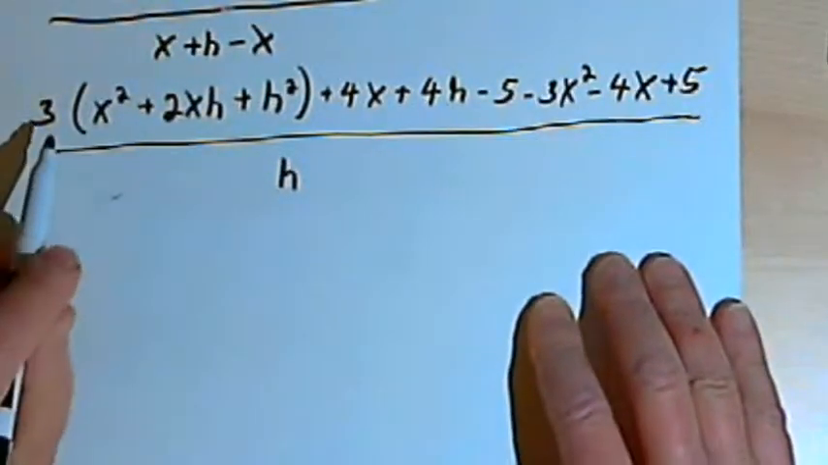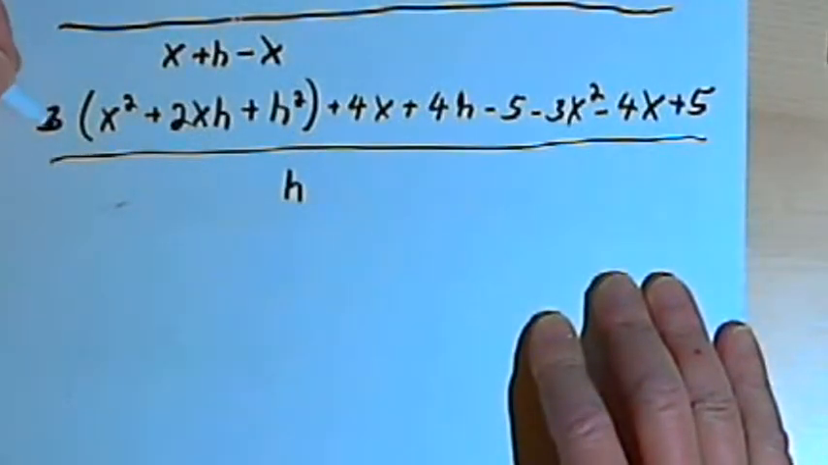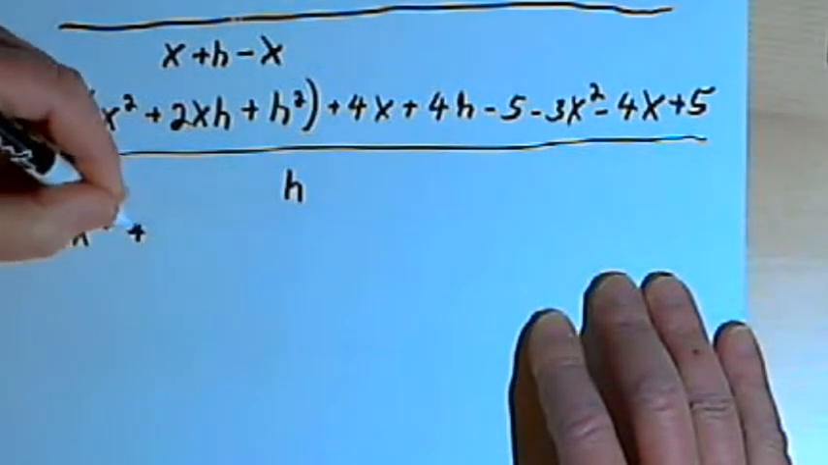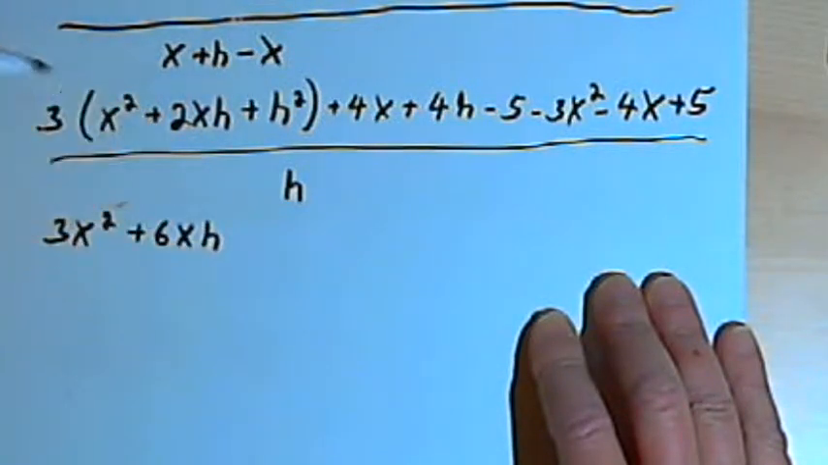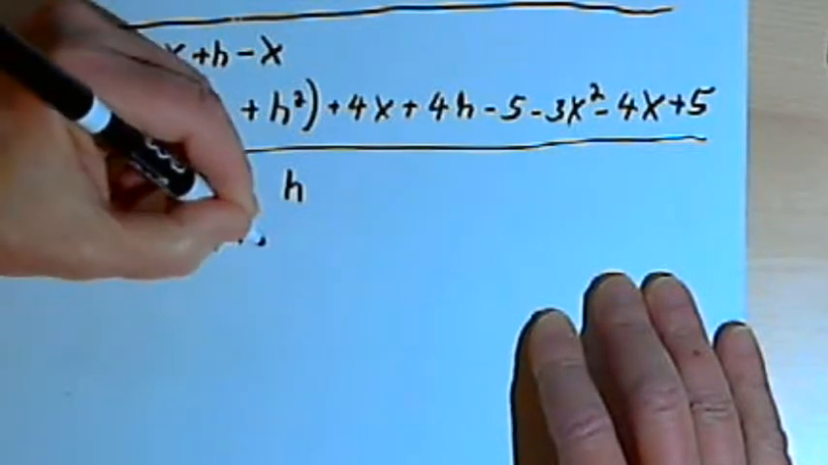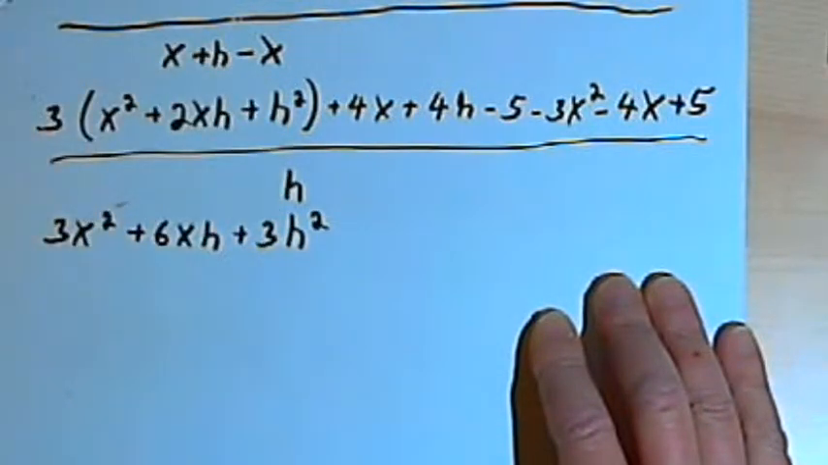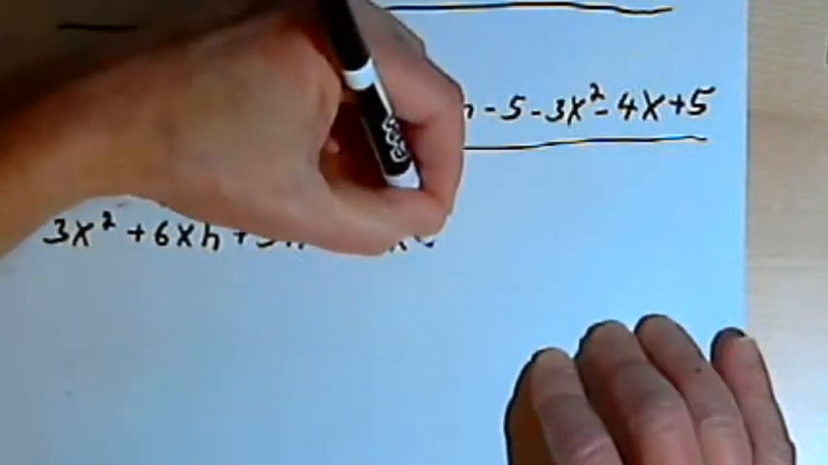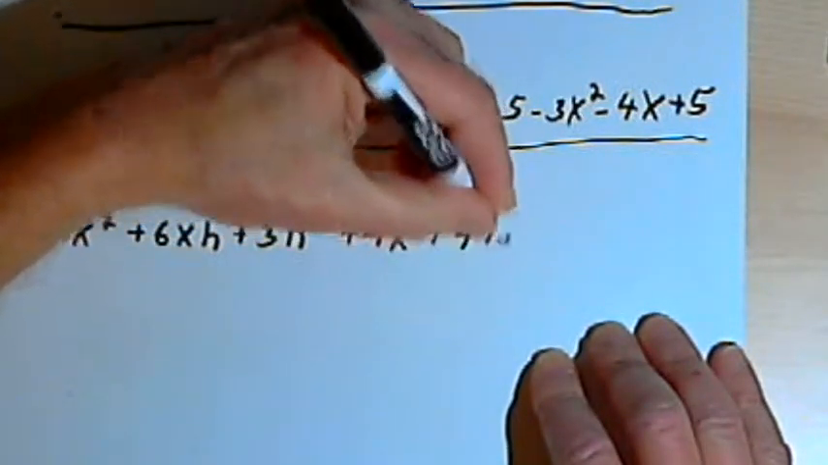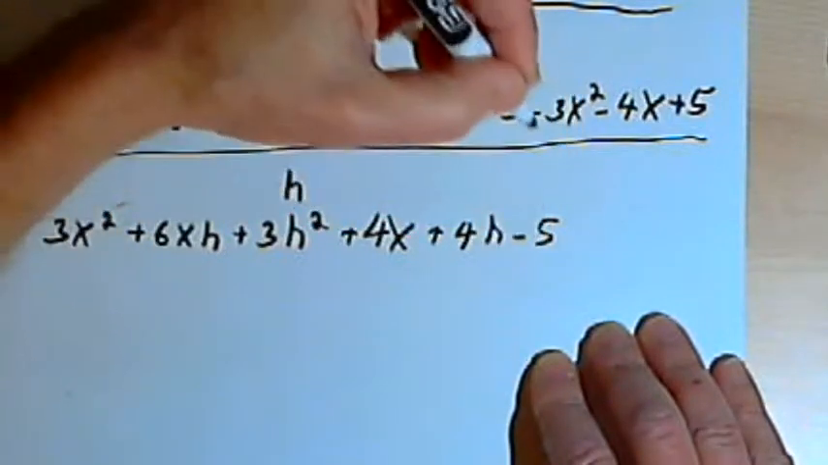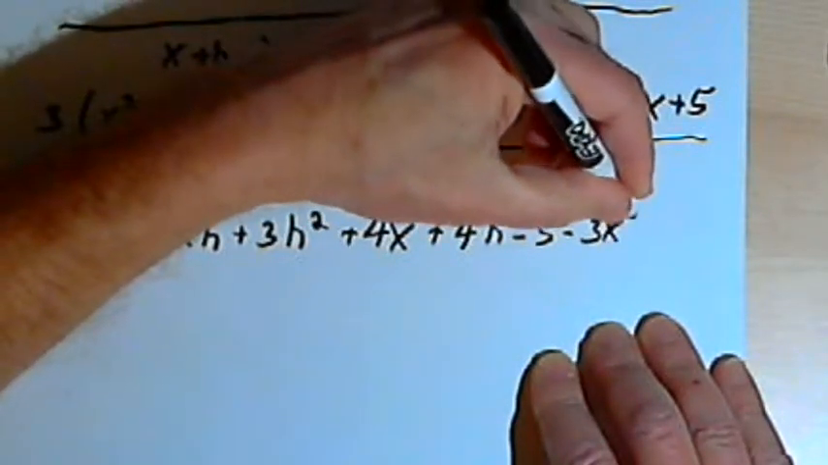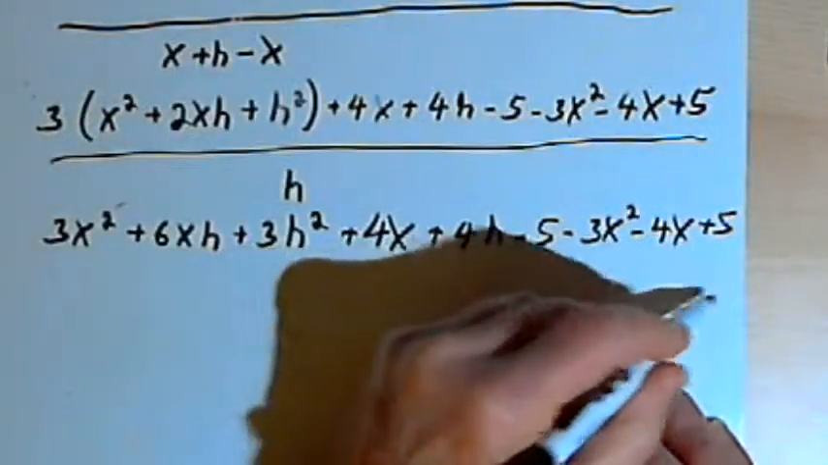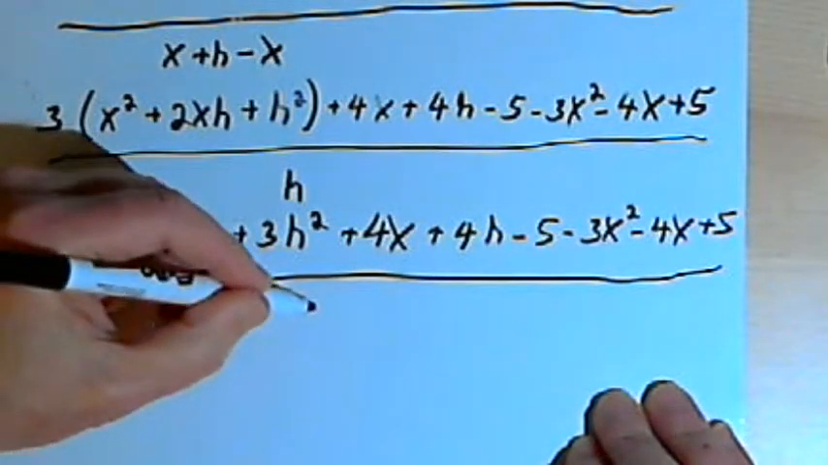Okay, let's distribute this 3. So I'm going to have 3x squared plus 6xh plus 3h squared plus 4x, I'm just going to copy everything else, plus 4h minus 5 minus 3x squared minus 4x plus 5, and all of that is over h.